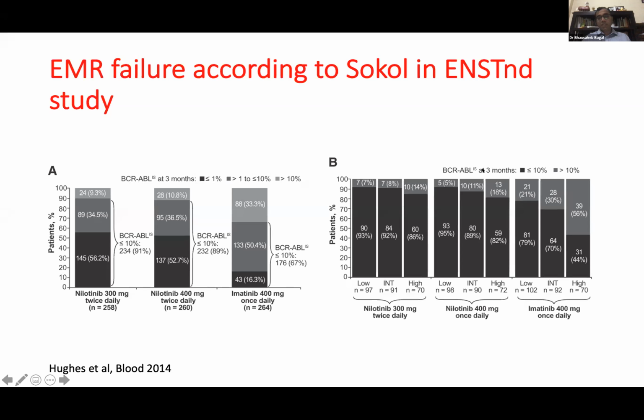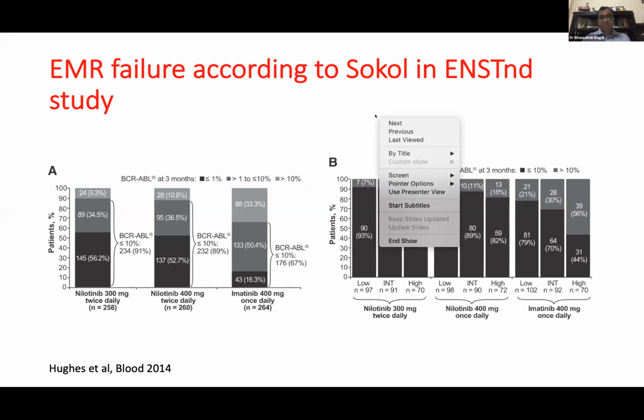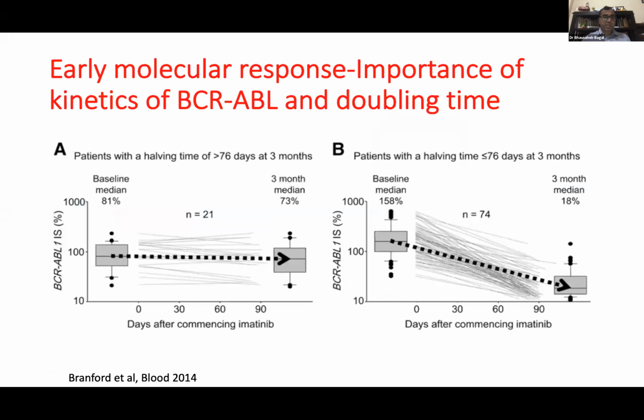And what is shown on the graph on the right side is that if you use a stronger TKI, the difference between the low, intermediate, and high risk goes down. So for example, imatinib retains a difference of 20% versus say 40%, but in terms of nilotinib, the difference is 7% to 10%. So this difference in achievement of EMR sort of narrows down if you are using a potent second generation TKI in the upfront setting.